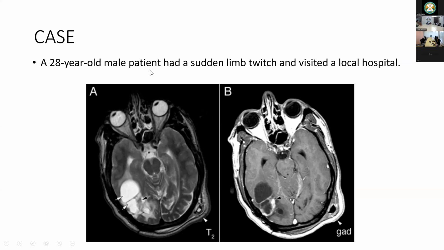Then a 28-year-old male presenting with sudden limb twitch, who visited a local hospital. So this is again a solid cystic tumor. This is a T2 hyperintense region, and a small enhancing nodule is seen.